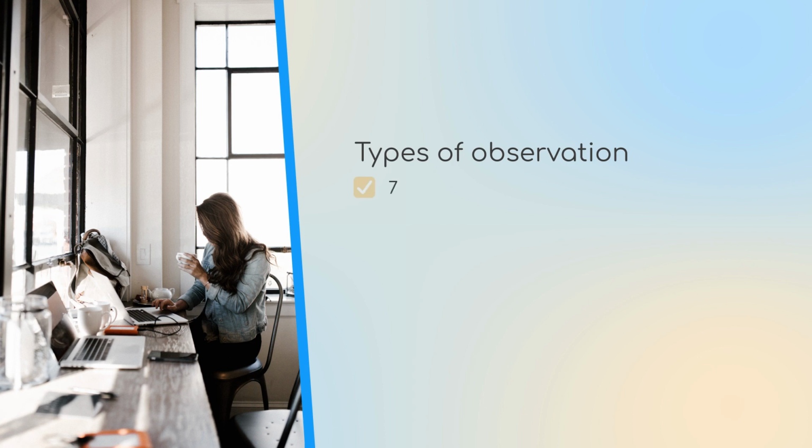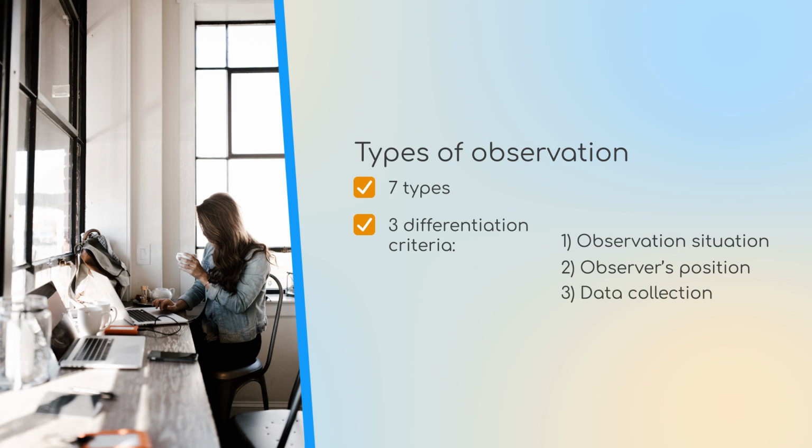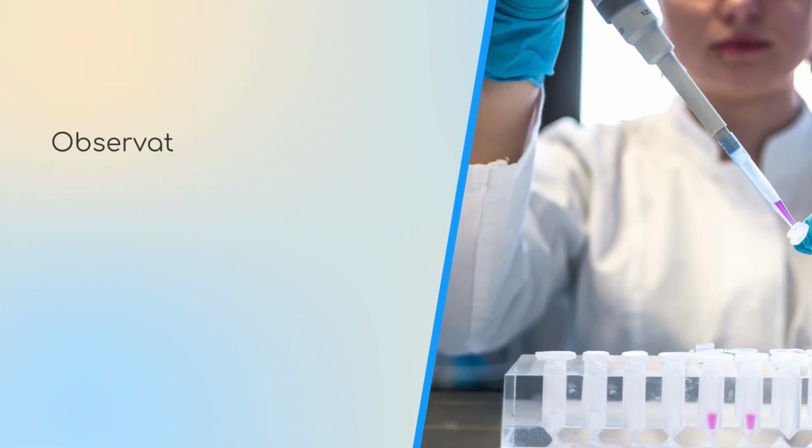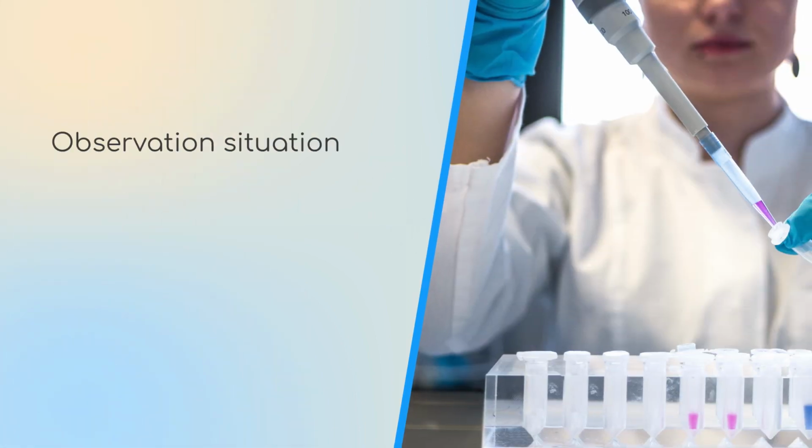In total, 7 types of observation procedures can be distinguished, with each type having advantages and disadvantages. The types are classified according to 3 distinguishing criteria: observation situation, observer's position, and data collection procedure. The observation situation concerns the conditions under which the observation takes place. It can take place either overtly or covertly, or in an artificial or natural environment.